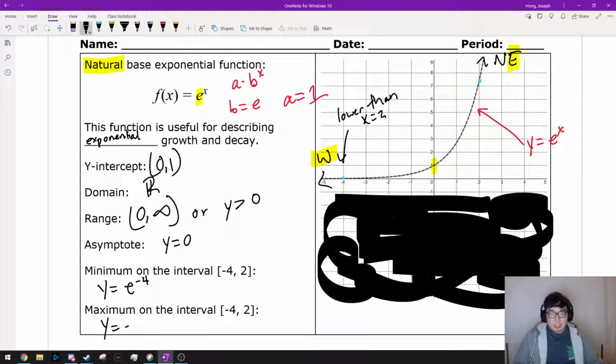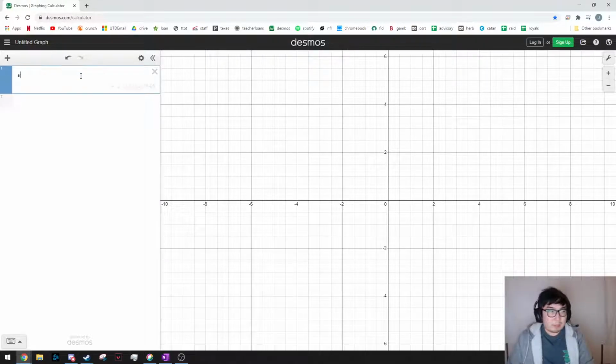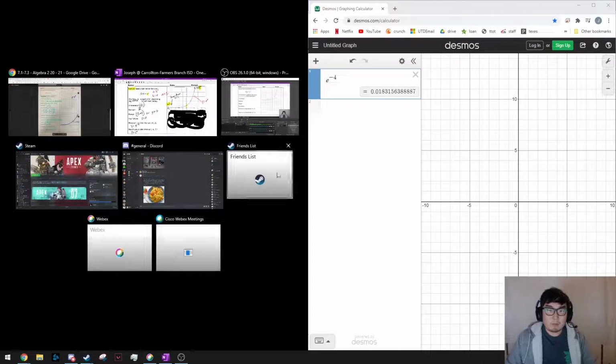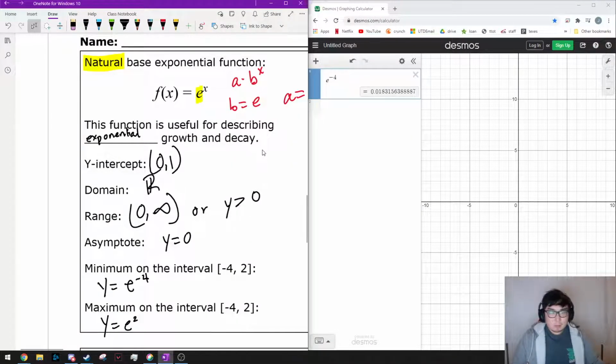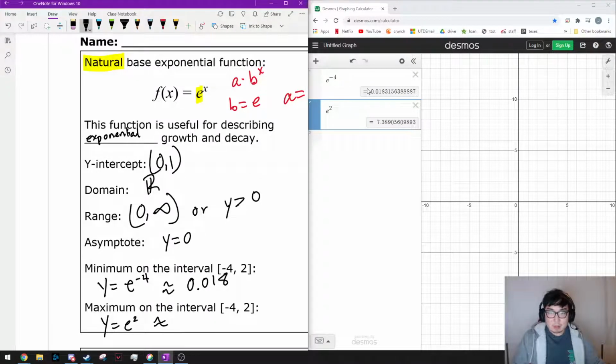So I need to be able to calculate e to the power of -4 and e to the power of 2. And the way that I would highly recommend you do is by using Desmos. So let's try it out. E to the power of -4, which is like 0.0183. I'm just gonna round it up to, which is rounding to 0.018. And this one's gonna be e to the power of 2, which is around 7.389. Sure. Close enough.